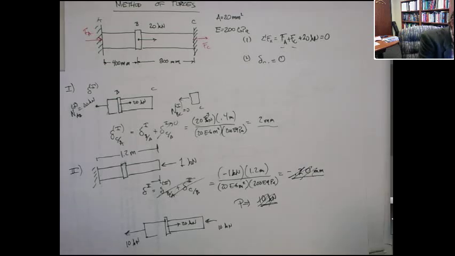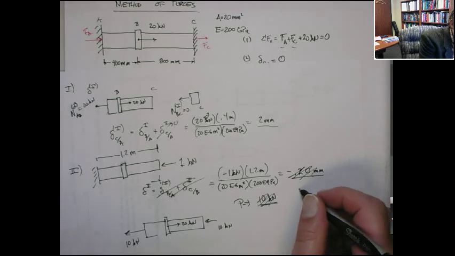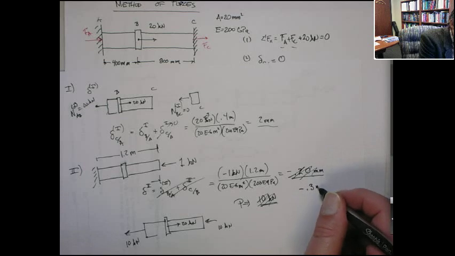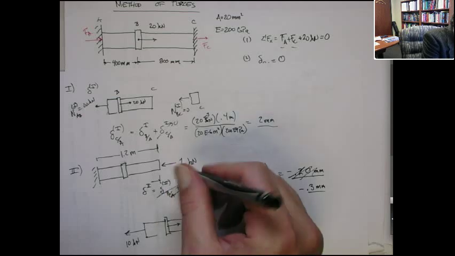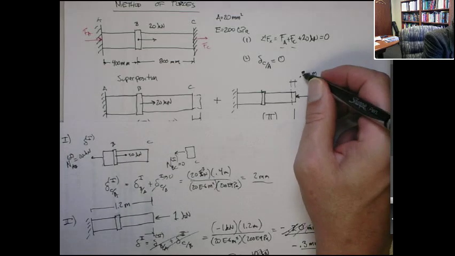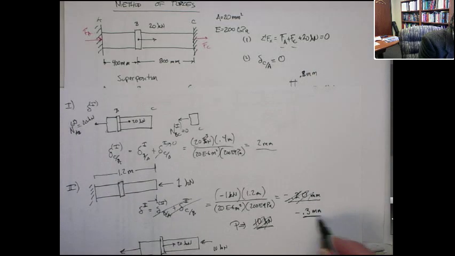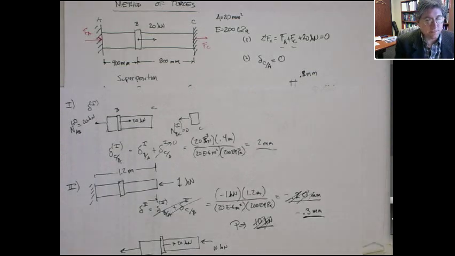I got this to be now minus 0.3. All right, so this actually is there. Okay, so that's not enough, right?